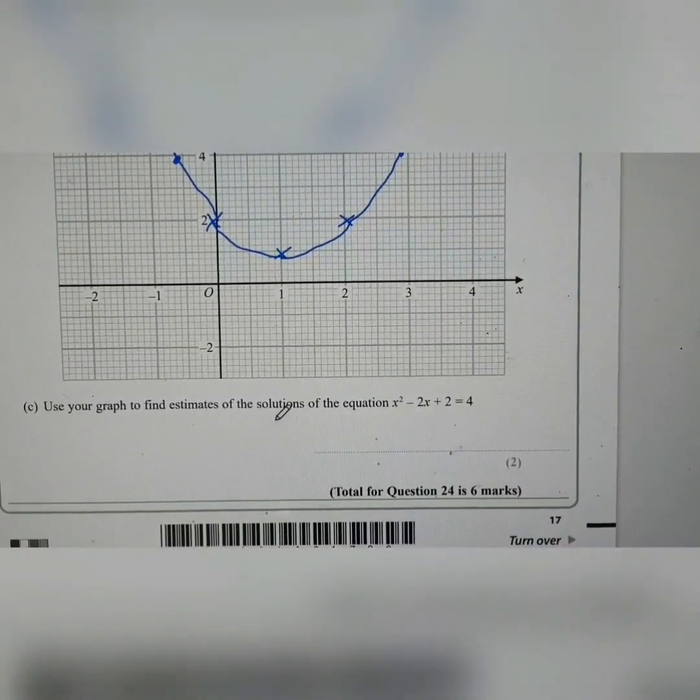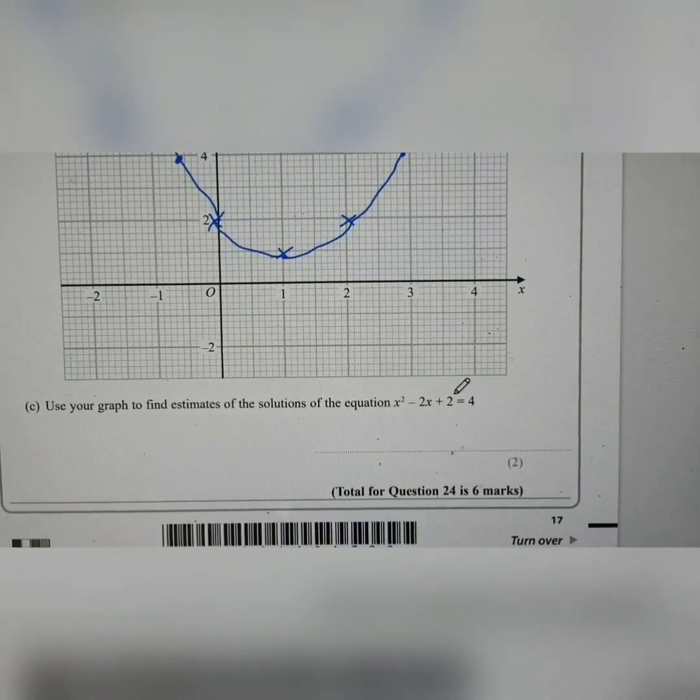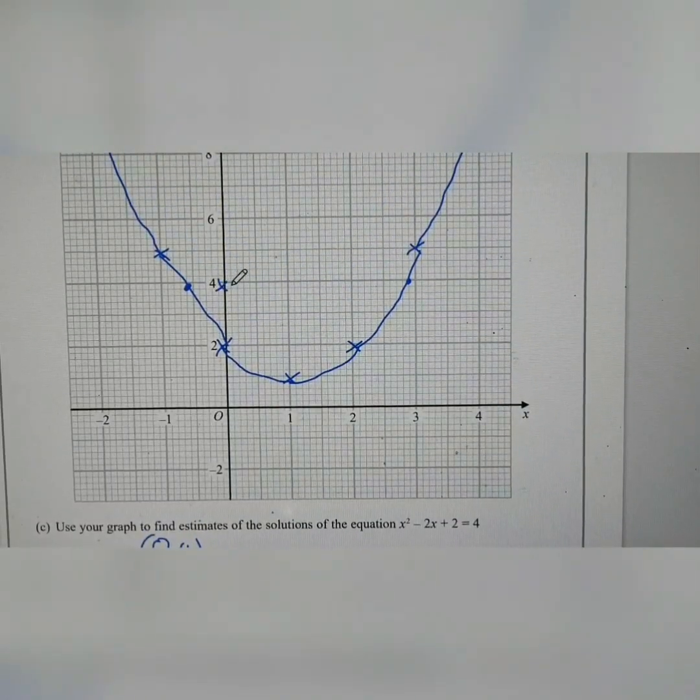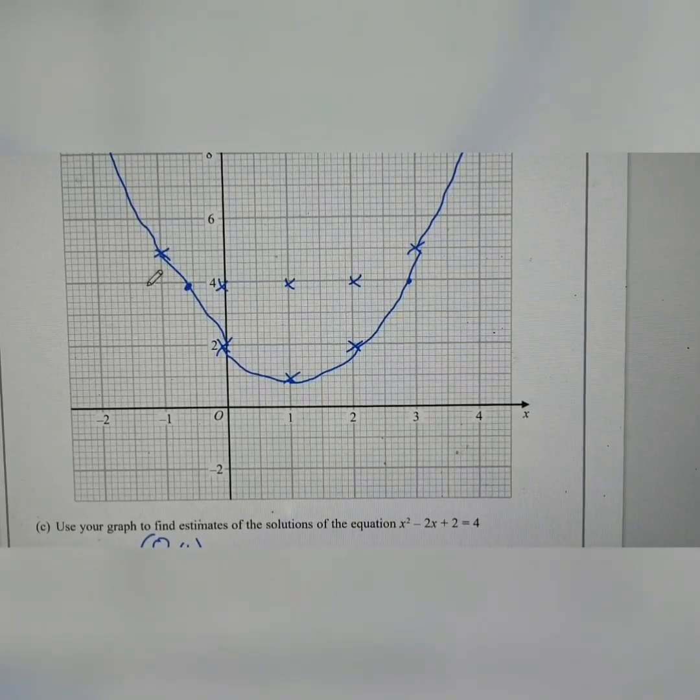Use your graph to find estimates of the solutions of the equation x squared minus 2x plus 2 is equal to 4. So this is the graph that we've drawn, and it's asking you to find a solution where the y value is 4. So you're going to create 3 coordinates that you can plot for the line y is equal to 4. So 0, 4, 1, 4, 2, 4. And then you're going to complete that line. Just trying to draw it as straight as possible. Use a ruler to draw your line. So y is equal to 4 is here.